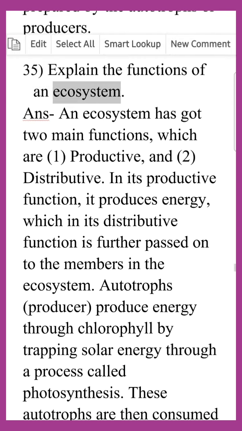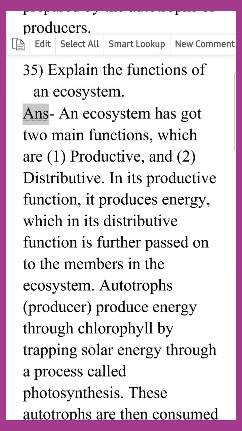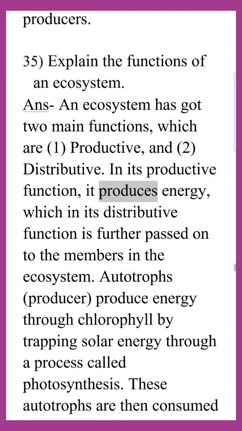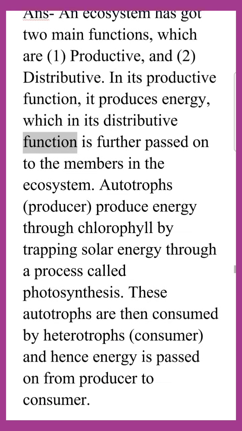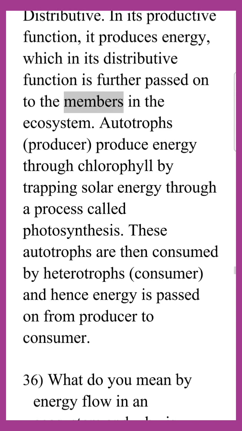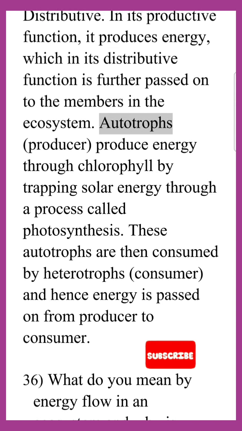Explain the functions of an ecosystem. An ecosystem has got two main functions, which are 1. Productive, and 2. Distributive. In its productive function, it produces energy, which in its distributive function is further passed on to the members in the ecosystem. Autotrophs produce energy through chlorophyll by trapping solar energy through a process called photosynthesis. These autotrophs are then consumed by heterotrophs, consumers, and hence energy is passed on from producer to consumer.